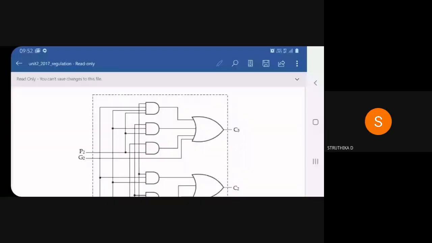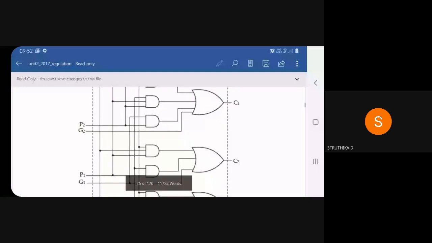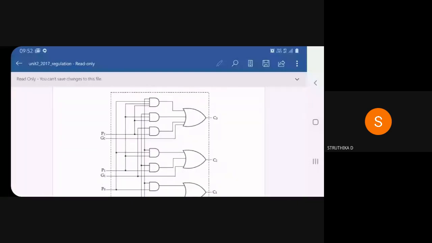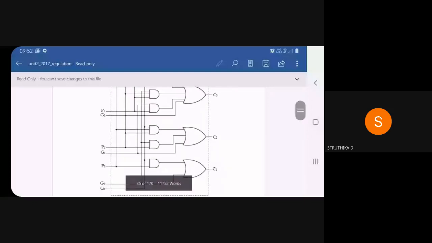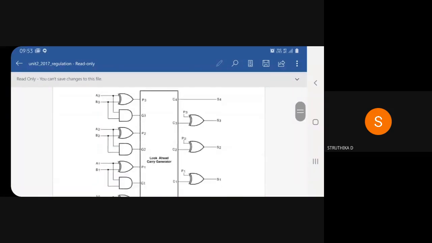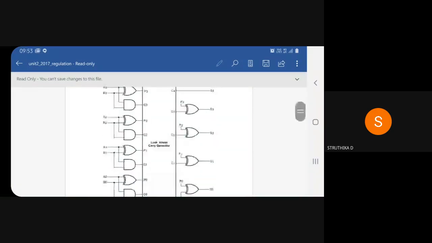Yes, ma'am. Okay. So this is the circuit diagram which we got from the above equation C1, C2 and C3. So this is the design which will generate the carry automatically for the given values. So this is actually the carry look ahead adder generator. This is an IC.